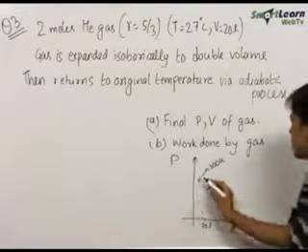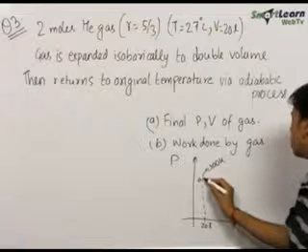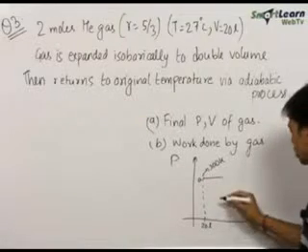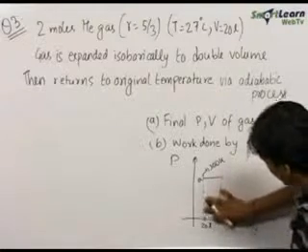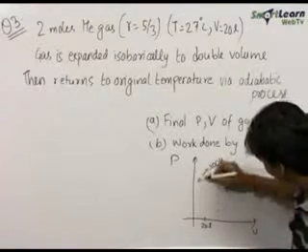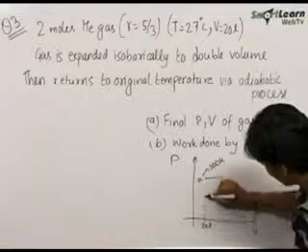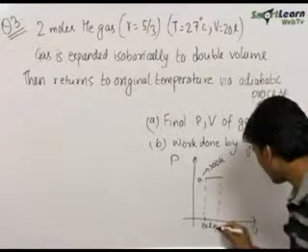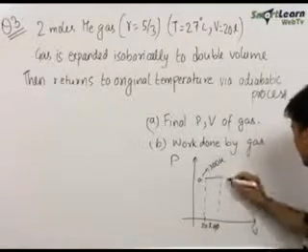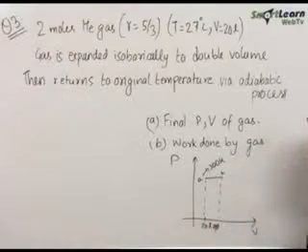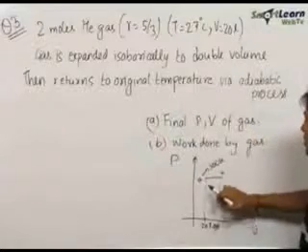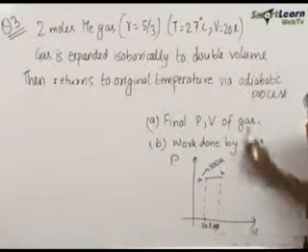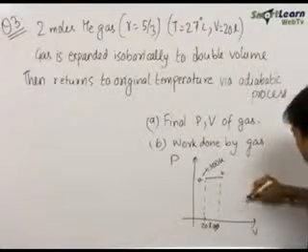Now under constant pressure it doubles its volume. So it goes to a point where the volume is doubled. The volume at this point will be 40 liters. Let this be point B. Now the gas returns to its original temperature, the temperature at point A, via an adiabatic process.